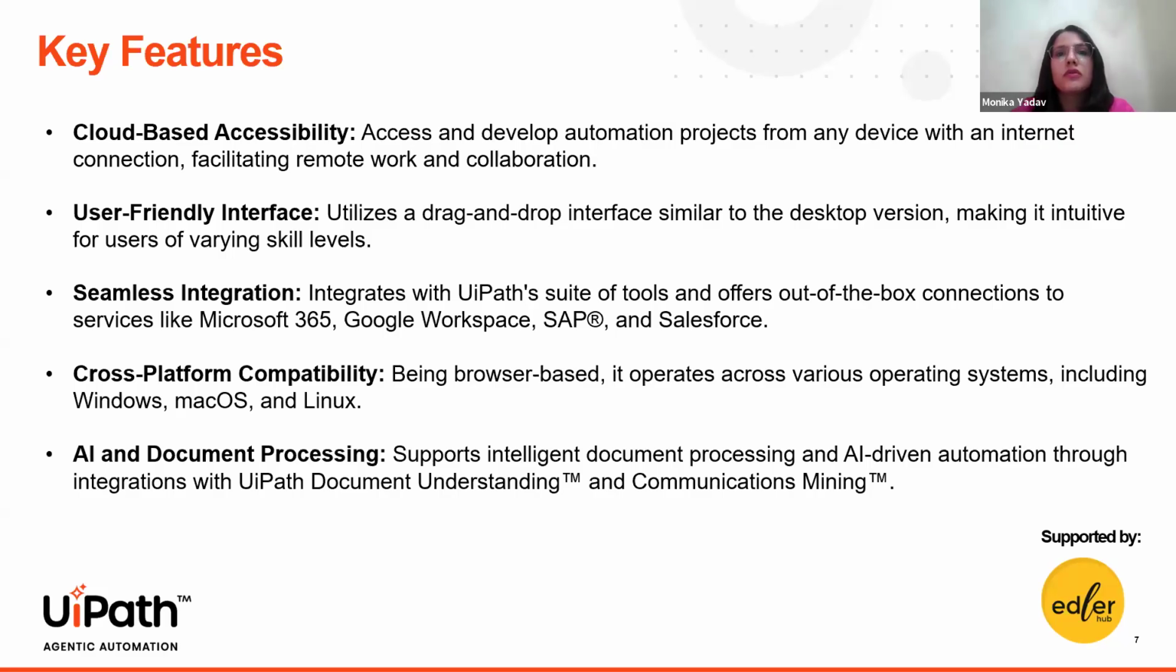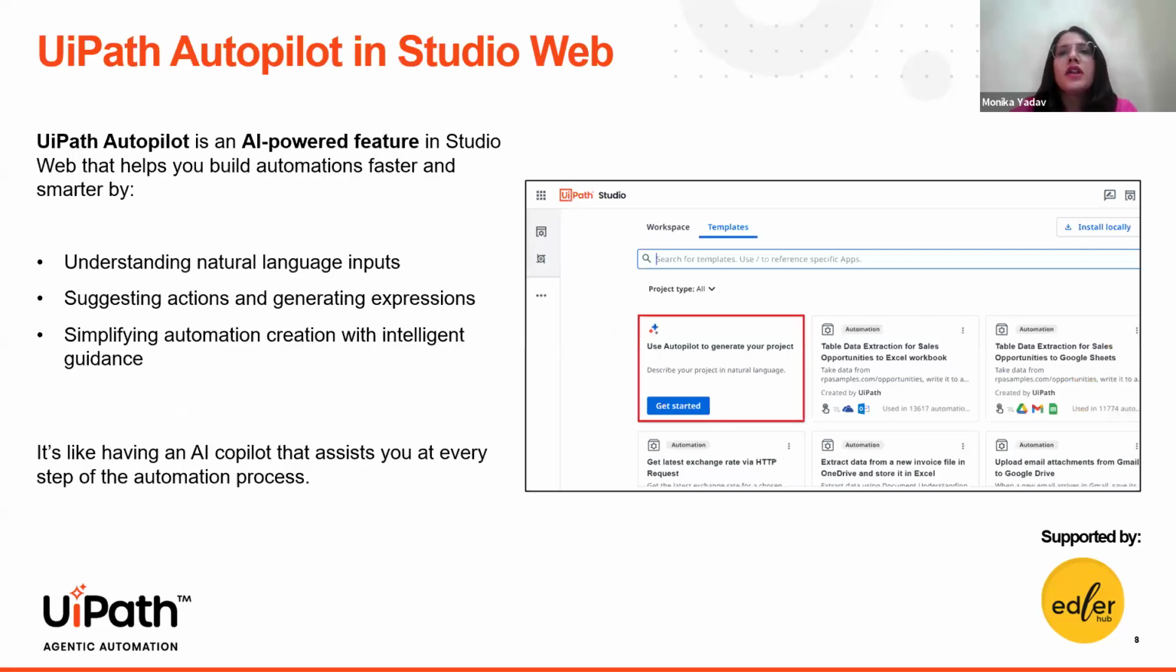Okay, so moving forward, now let's talk about one of the most exciting and powerful features of UiPath Studio Web, and that is UiPath Autopilot. So what is it? It is an AI powered assistant that helps you build automation faster and more intelligently. How? By removing much of the manual work involved in designing workflows.